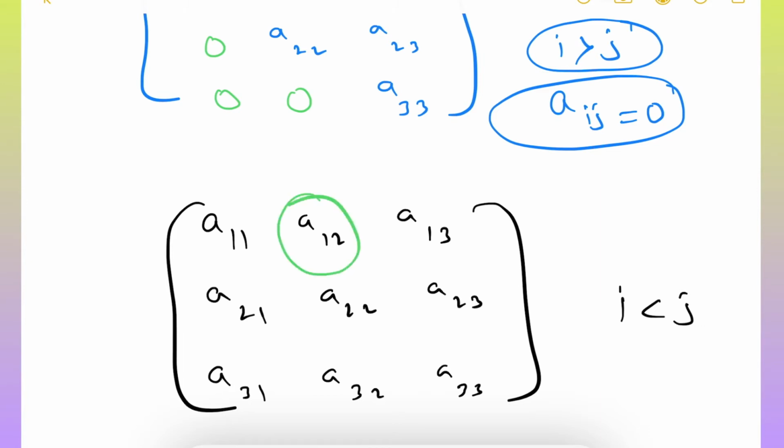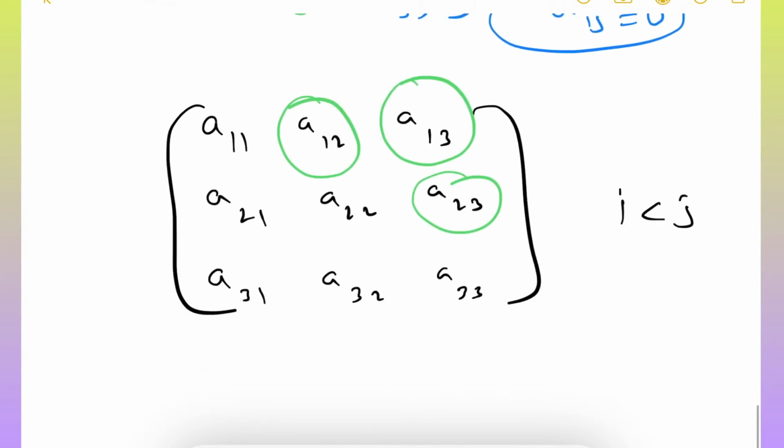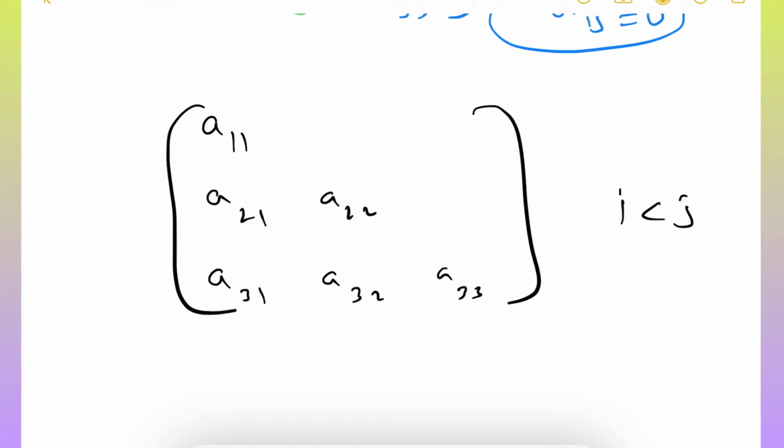This is i less than j. Here i less than j. I less than j. That's it. These three elements should compulsorily be zeros. We need not worry about the remaining elements, whatever they may be. This is 0, this is 0, this is 0. So if Aij equals 0 for all i smaller than j, this type of matrix is nothing but a lower triangular matrix.